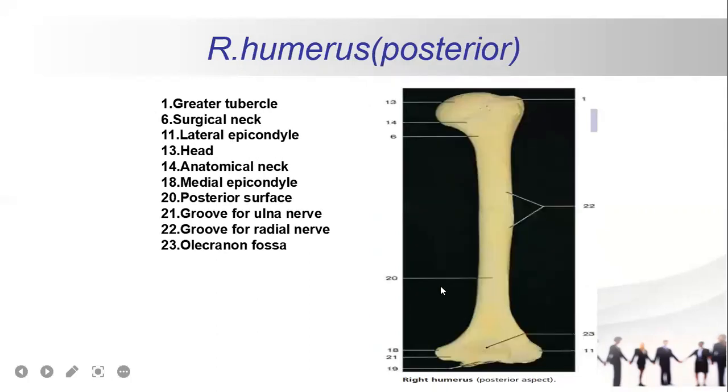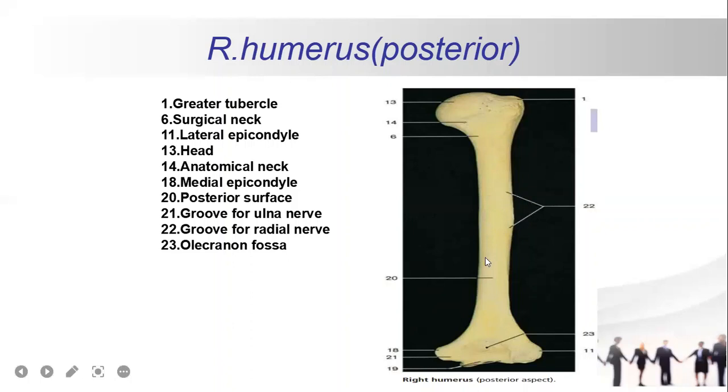Finally, we have the posterior surface of humerus. Beginning from number 1, we have the greater tubercle, which can be seen from the posterior aspect of the humerus. Number 13 is the head of humerus. Number 14 is the anatomical neck of humerus. Number 6 right there is the surgical neck of humerus. We have number 22, which is the groove for radial nerve here. This is the spiral groove for radial nerve.